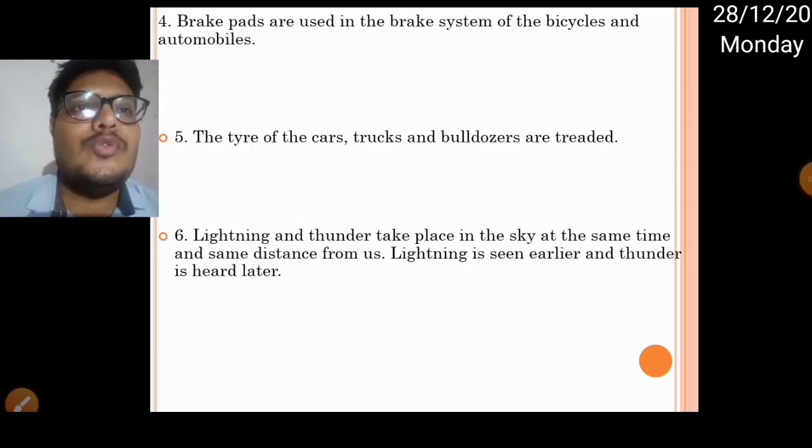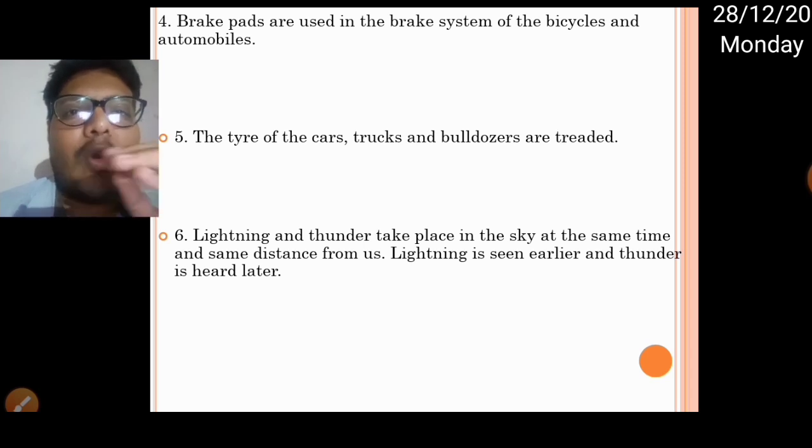Brake pads are used in the brake system of bicycles and automobiles, right? You have seen that in all vehicles there is a brake system. Now the brake system basically works on friction, because the tires of these vehicles are in motion when you are riding them, right? It moves. Now if you want to stop, this friction will help you. Now how will it help? Let's see here in this answer.